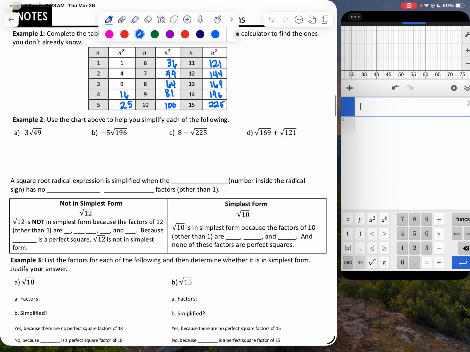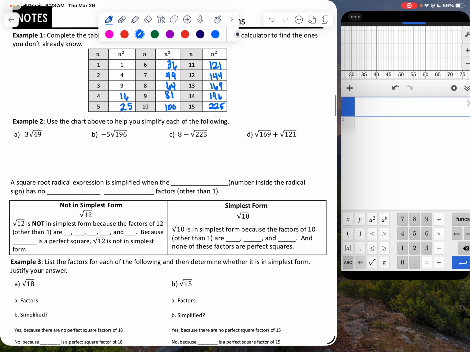So look at example 2. It says use the chart above to help you simplify each of the following. In problem A, we have 3 times the square root of 49. So what I'm going to do is replace square root of 49 with parentheses. And then you go to the chart and ask yourself, what is the square root of 49? And it is 7. And then you just simplify 3 times 7, which is 21.